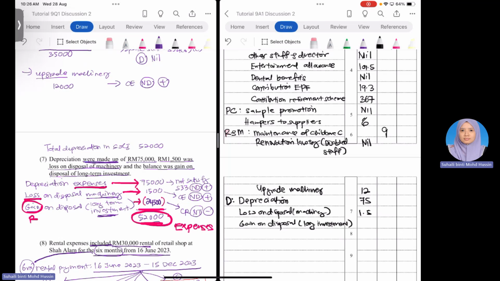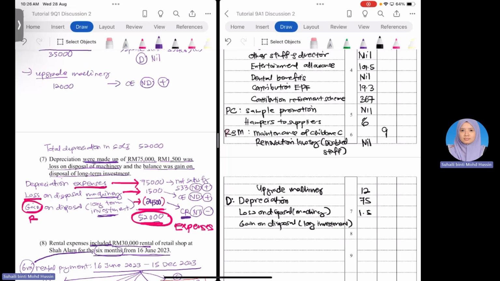Okay, long-term investment. So this is the capital receipt. Why capital receipt? You dispose of the long-term investment. This is an asset, but when you dispose of it, you get the gain. So this is a capital receipt, CR. In taxation, we know that the capital receipt is not subject to tax.